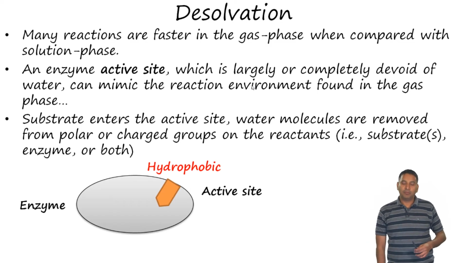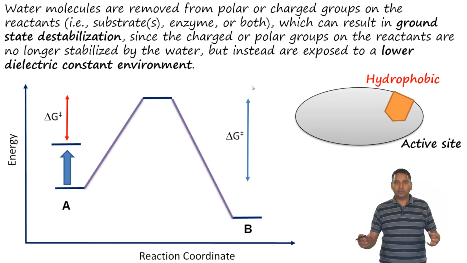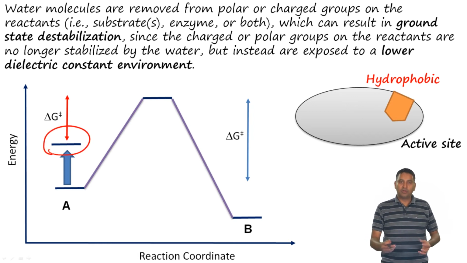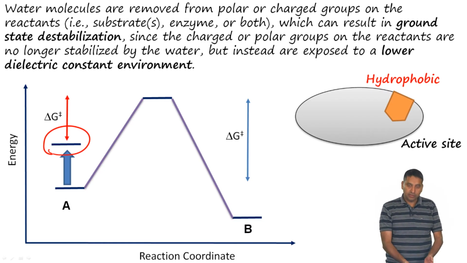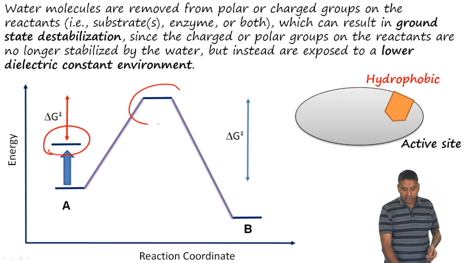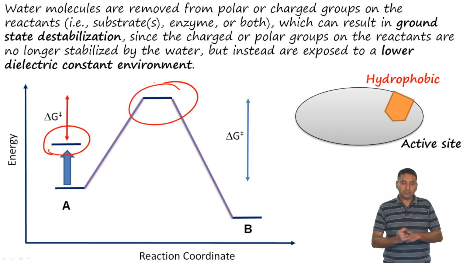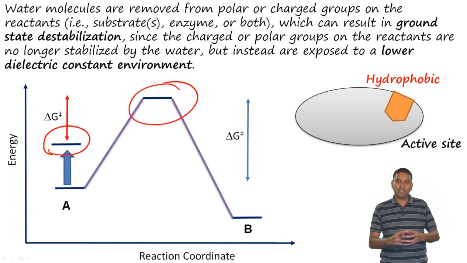Conceptually, what essentially happens is that if the molecules getting into the active site are polar or charged, when water molecules are removed from these polar or charged groups, there is an increase in the ground state energy. You may recall that rate acceleration occurs when the transition state goes down or the ground state goes up, and of course, when both of them happen, there is going to be a large increase in the reaction rate. So, here ground state destabilization largely contributes to an increased rate.